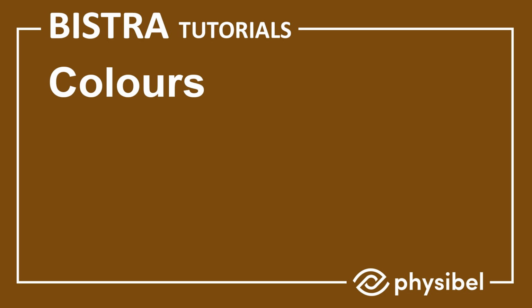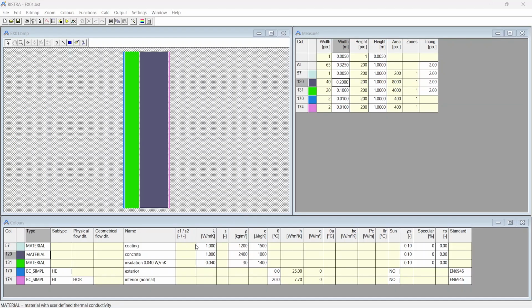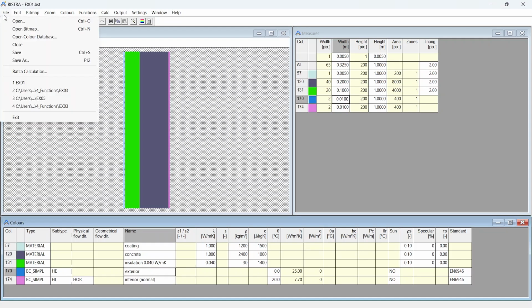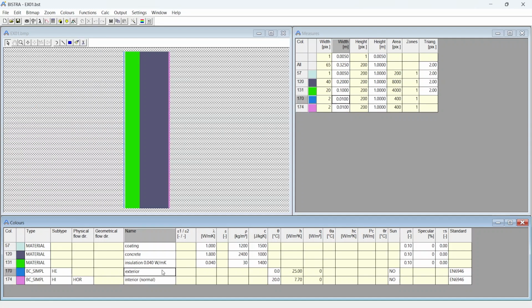In this tutorial, we shall explore parameters in the color window related to dynamic analysis. This tutorial is an extension of the BISTRA color tutorial in which we already discussed various types and subtypes. We also explained how to edit the properties and make changes to the default color database.